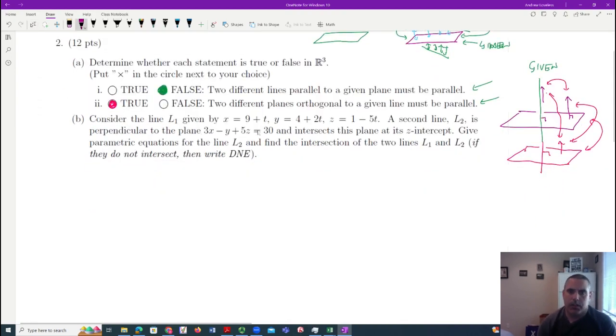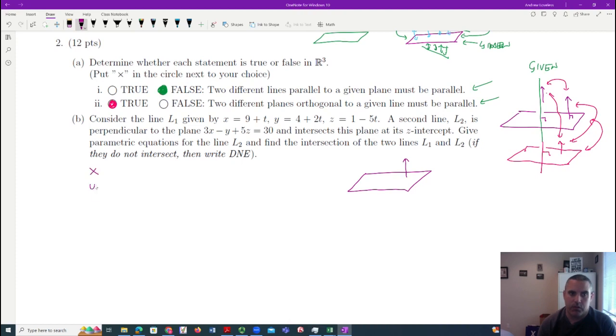Consider the line L1 given by this. A second line is perpendicular to this plane and intersects this. Okay, this is one of the situations we really like. If there is a plane, and this would be my very first thought. Well, my first thought would be we are trying to find the equations for a line.